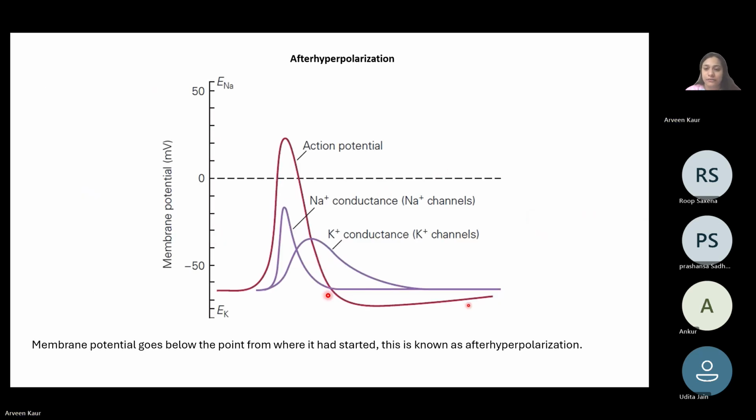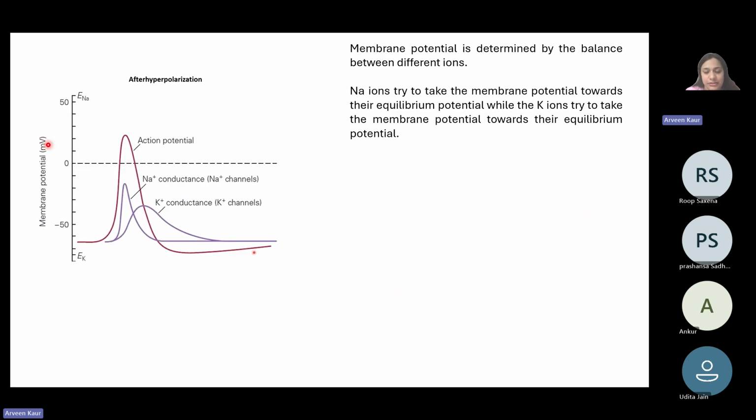So, this is what it looks like. The membrane potential goes below the point from where it had started. This is where it starts, this would be the straight line, but it is going below this also. It is going around here, closer to EK. This is known as after-hyperpolarization, because it is happening after the action potential.